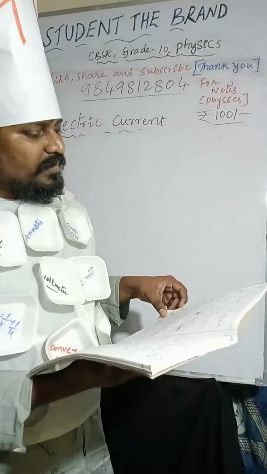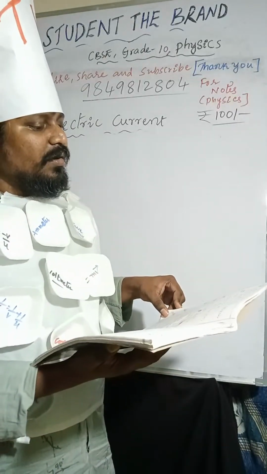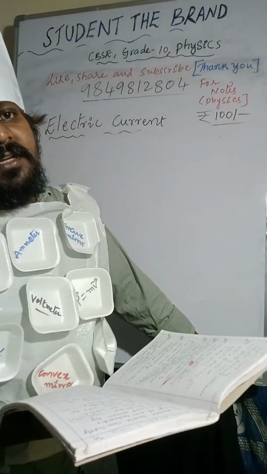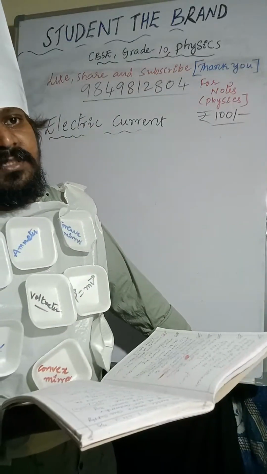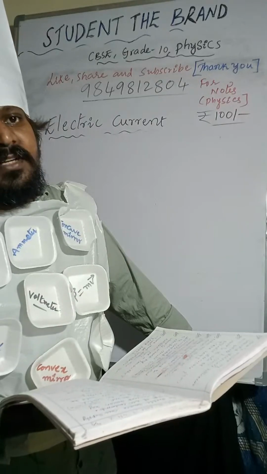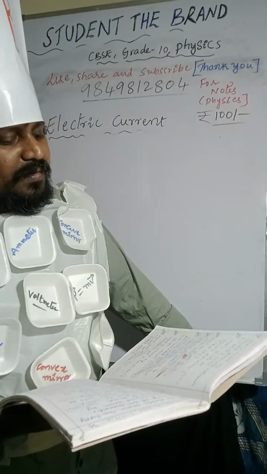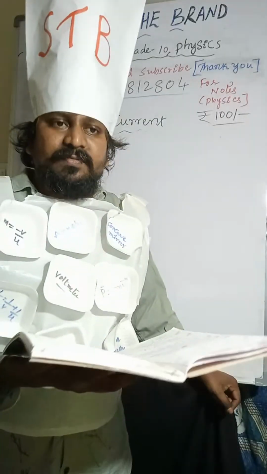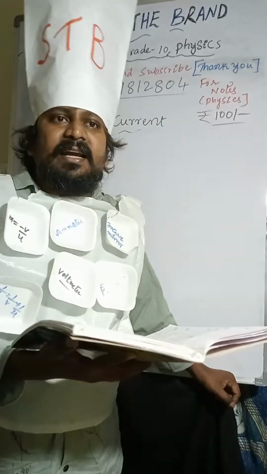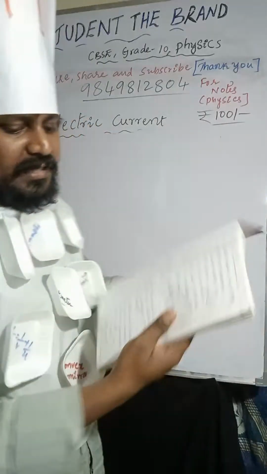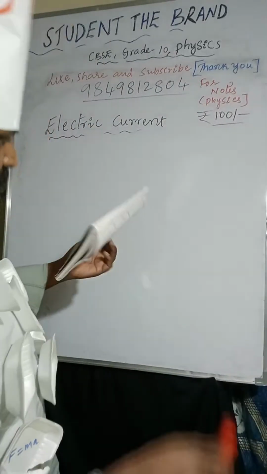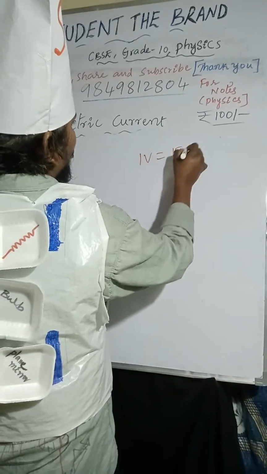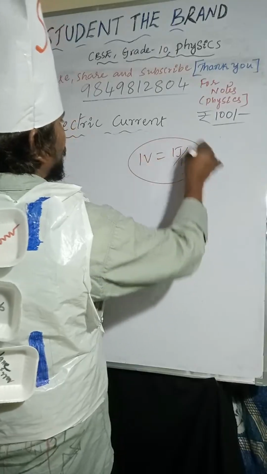Okay. Next one. What is the SI unit of potential difference? Anyone can answer the question. Volt. Okay. So define the SI unit of electrical potential difference. 1 volt is defined as 1 joule of work done to bring 1 coulomb of charge.